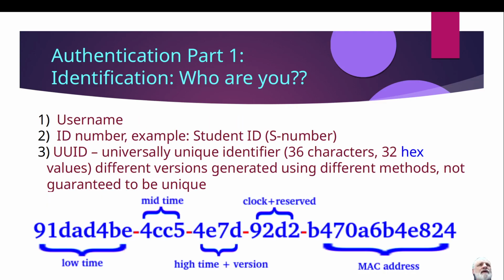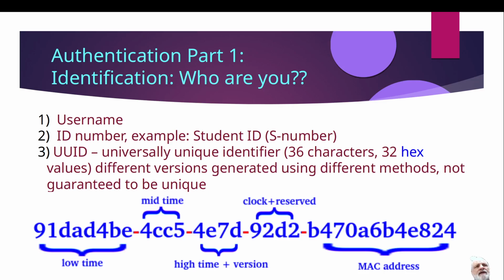So the first part is identification, where you have to identify who you are. As you're trying to access a system, you need to have some sort of unique identifier so that you can identify who you are. Commonly that's done with a username. Sometimes we use signed ID numbers, such as the student ID we use here at the college.